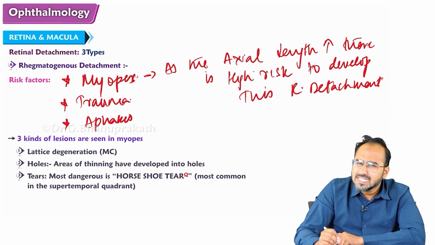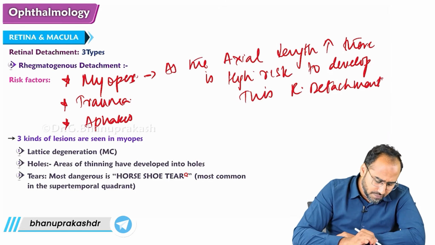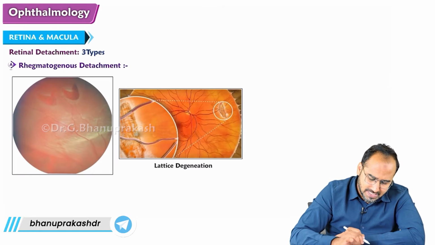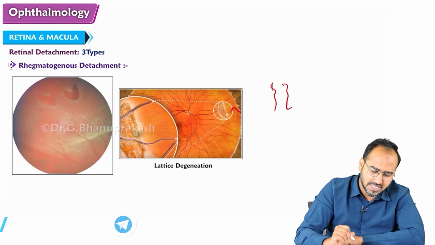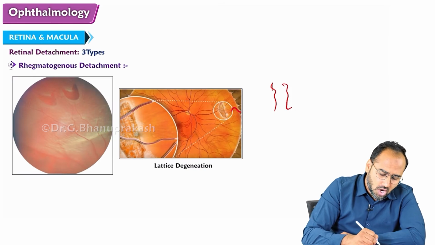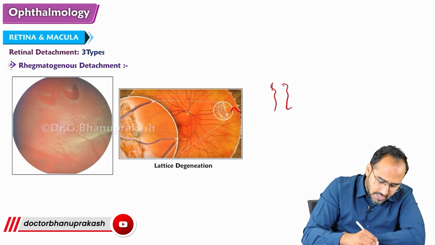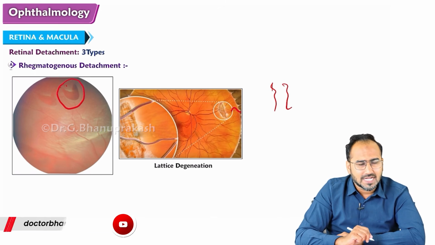Okay. So once the retina has been detached, you take an indirect ophthalmoscope. What will you see? You will see lattice degeneration, ladder-like degeneration inside the retina. You will see a horseshoe tear. This tear inside the retina is what tear, guys? Horseshoe tear. In which quadrant of the retina is this tear occurring? This tear is occurring in the superotemporal quadrant.